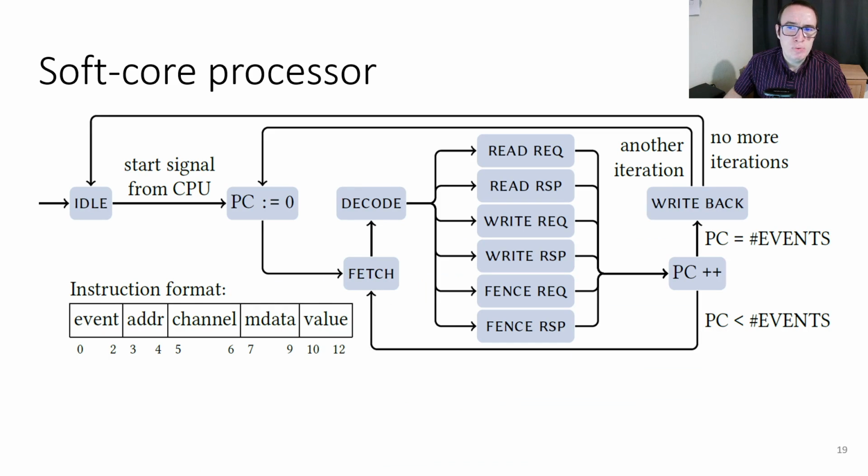Here we have a basic representation of the softcore processor on the FPGA. The softcore processor starts in the idle state, and then when it receives a signal from the CPU, it first checks the program counter, then fetches the corresponding instruction and decodes it, and depending on the instruction, it either sends a request or it waits for the corresponding response. Afterwards, it increments the program counter, and then if there are no more instructions to be executed, it writes the result back to the CPU.